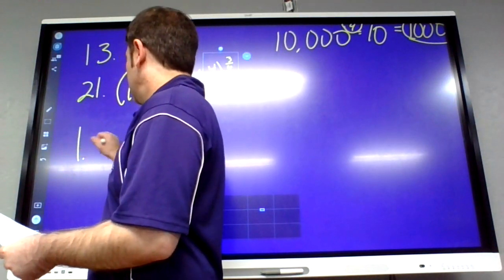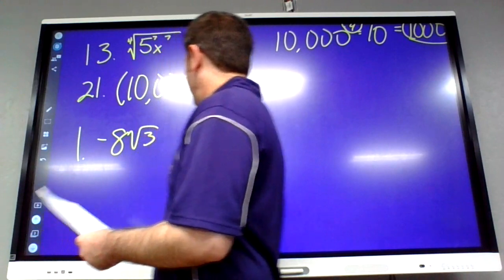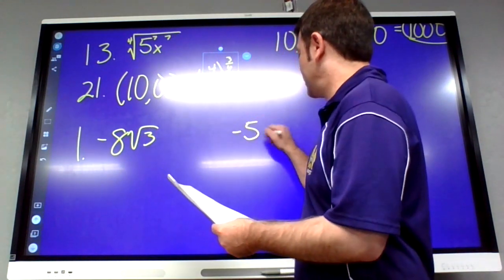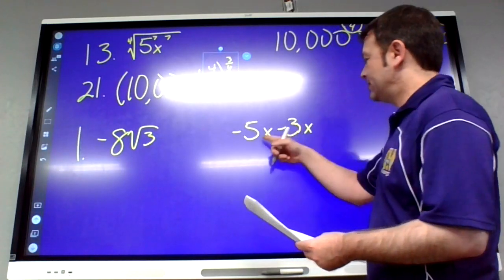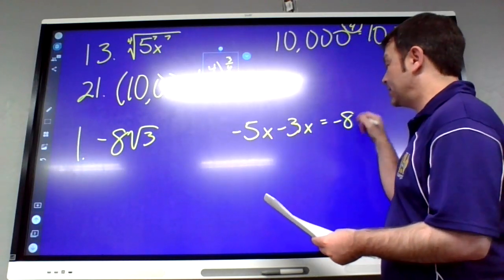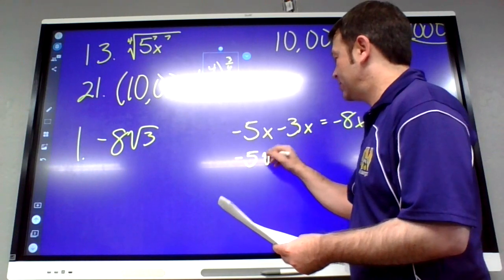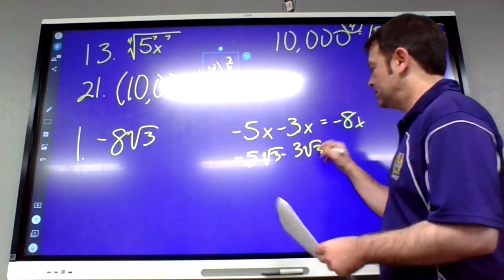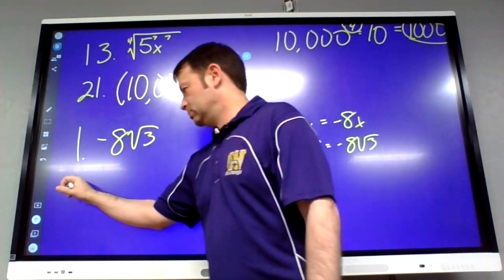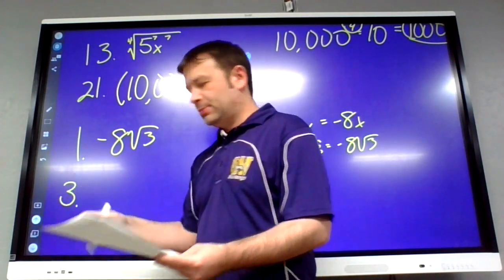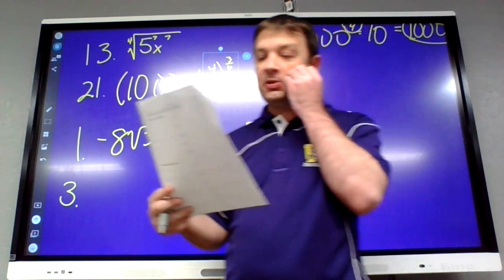Negative 8 square root of 3. Remember, when you're subtracting, it's like subtracting like terms. Like negative 5x minus 3x is negative 8x. So negative 5 square root of 3 minus 3 square root of 3 is negative 8 square root of 3. It's like that. That's a big one. Okay, I suppose if you didn't know for sure, you still would want to use a calculator.